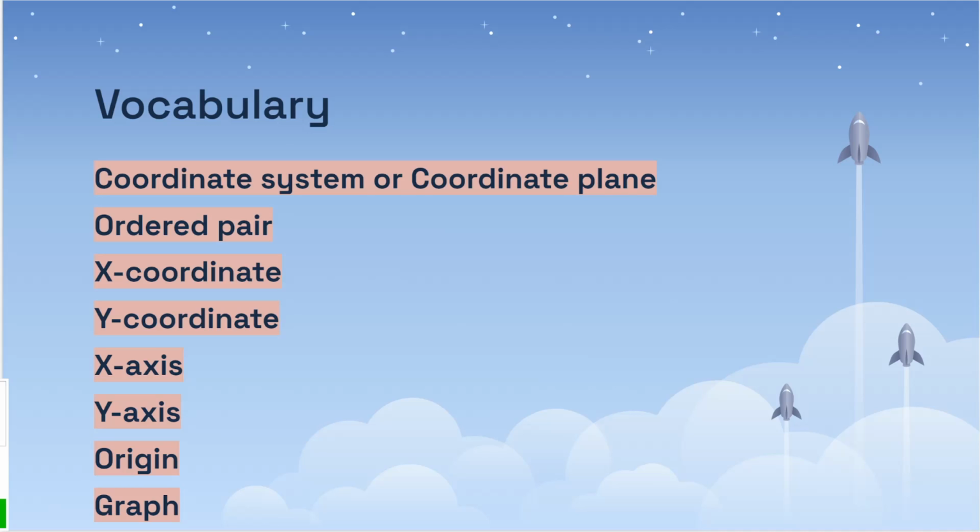First is the coordinate system or the coordinate plane. And the coordinate plane is simply just an intersection of the x-axis and the y-axis for us to be able to plot points on it. So if we do plot a point, a coordinate on the coordinate plane, then we have an ordered pair.